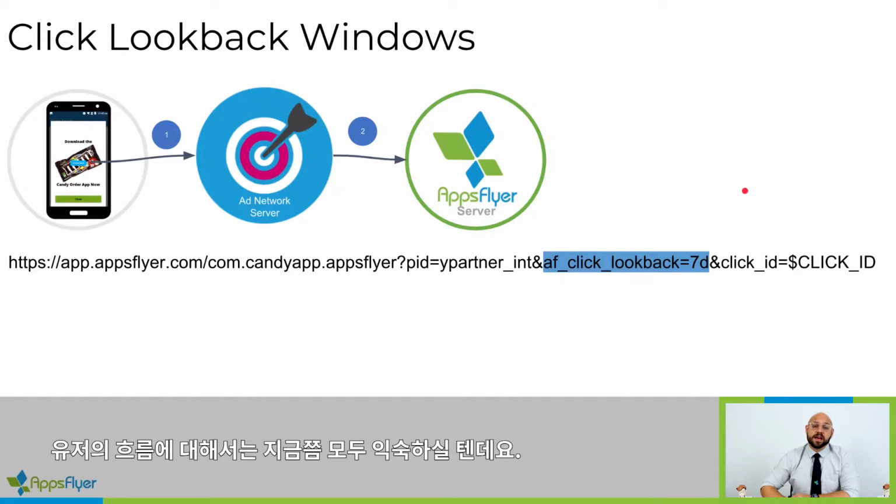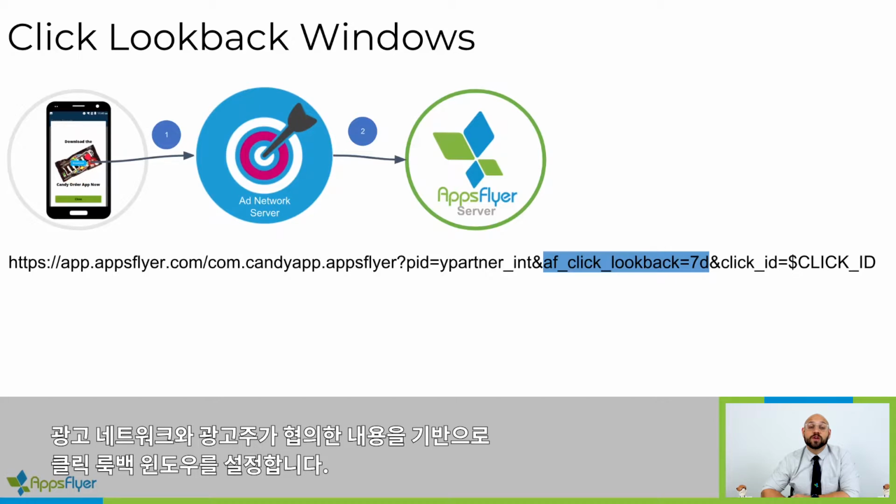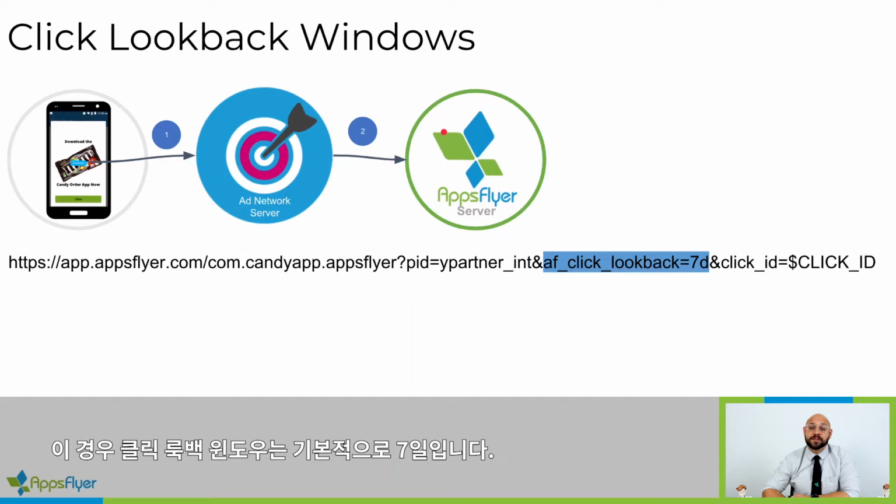Going back to the engagement flow or the user flow that you should all be familiar with by now. Remember, the ad network serves an ad. The user clicks on that ad. The ad network will record the click, and then based on the agreement that that ad network has with the advertiser, they will notify AppsFlyer of the click lookback window. In this case, the click lookback window is 7 days.